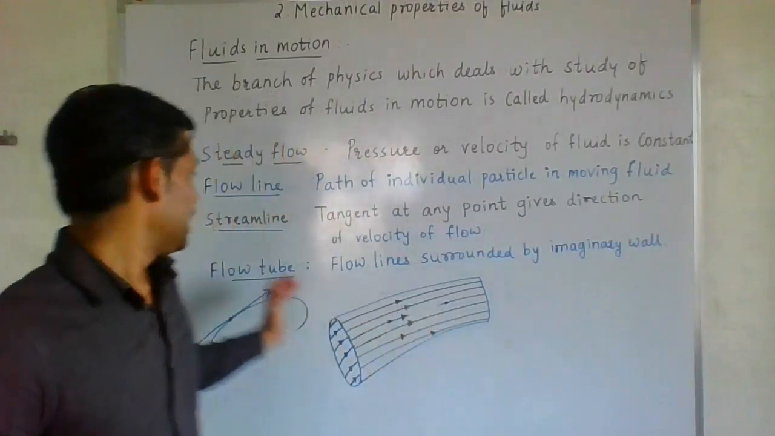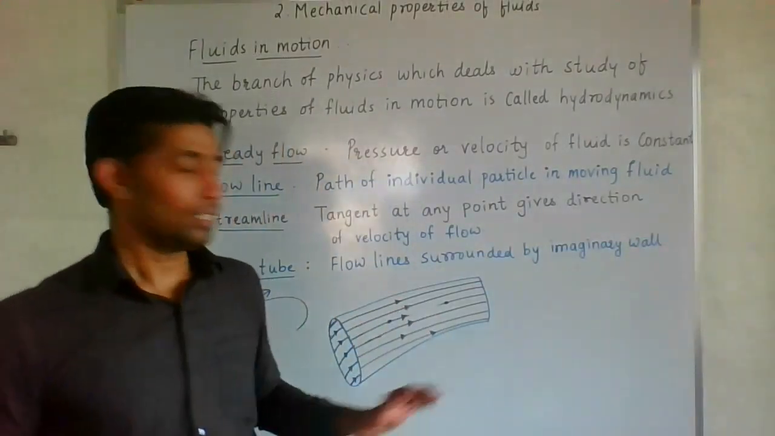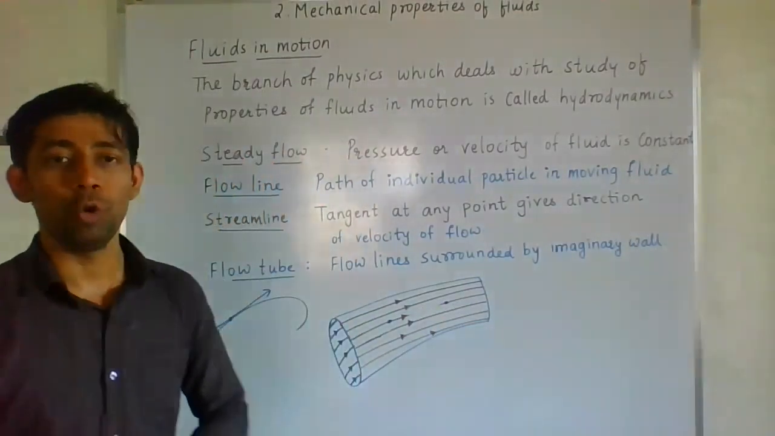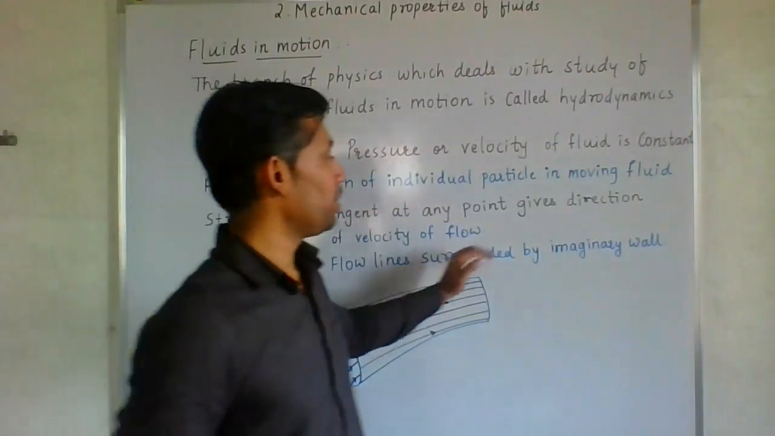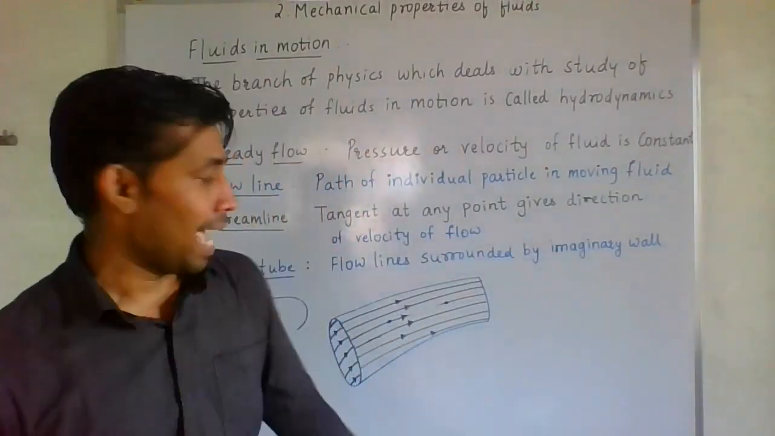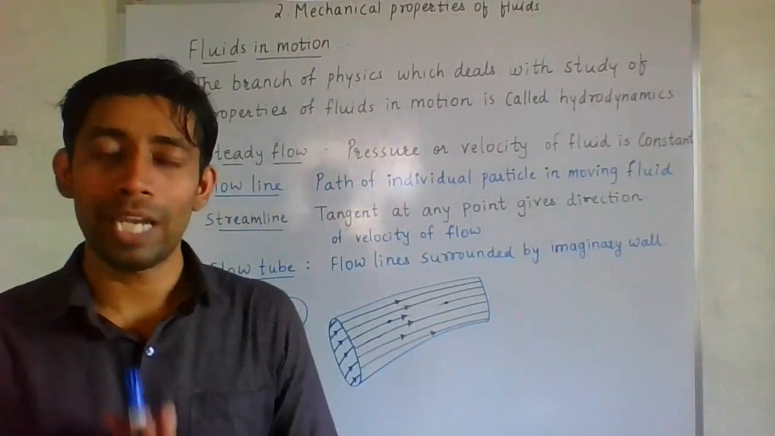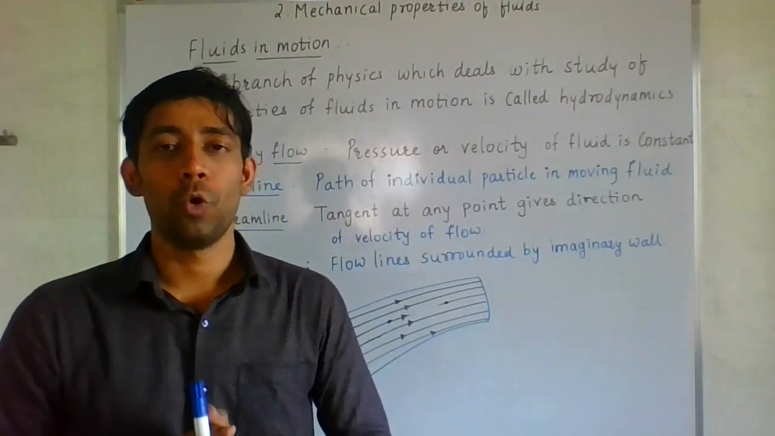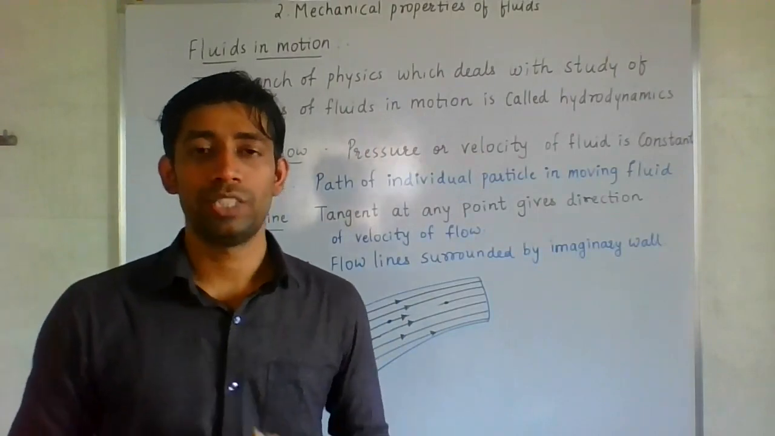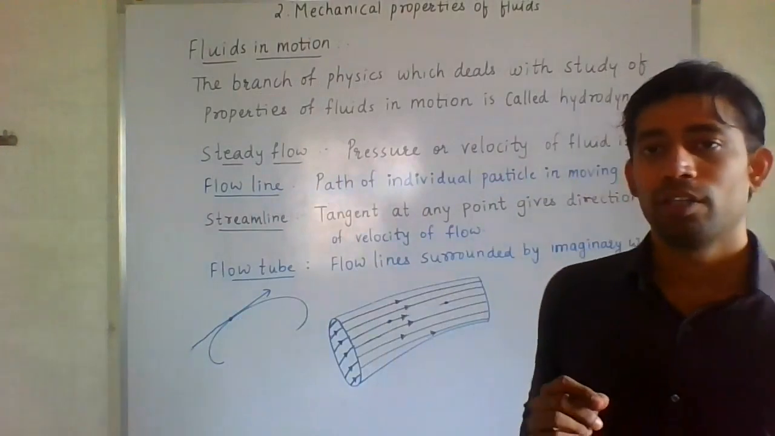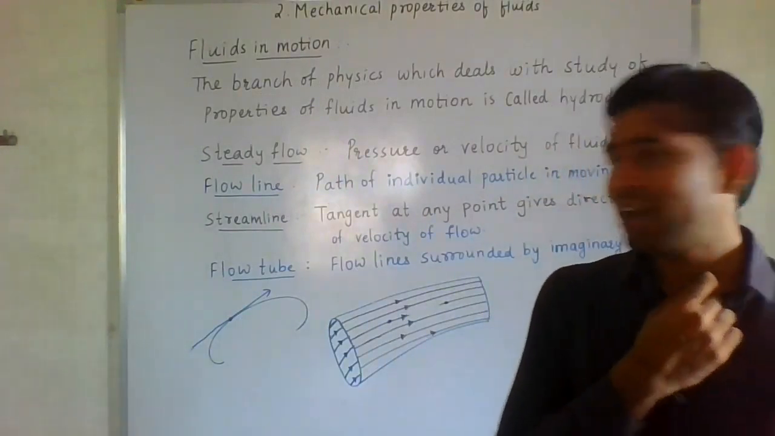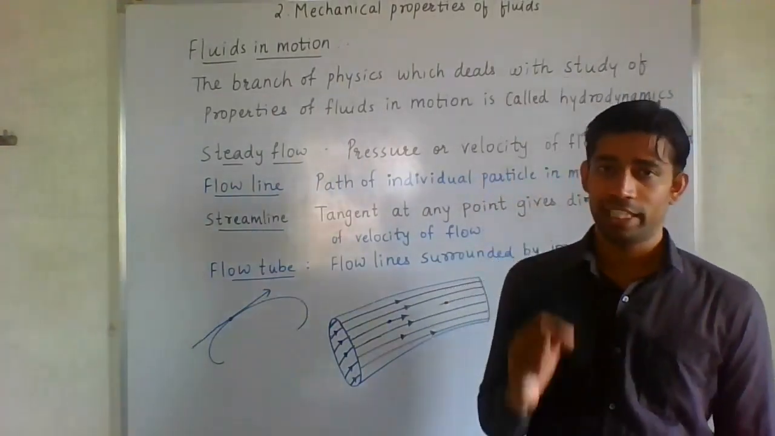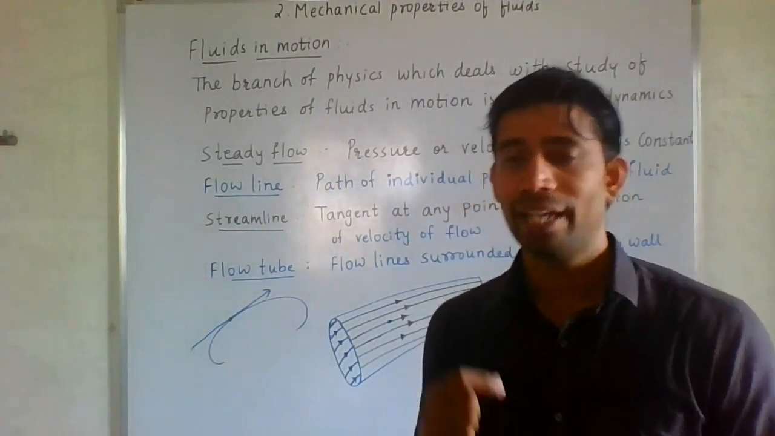Next, let's move on to the flow tube. The diagram that I have drawn is nothing but a flow tube: flow lines surrounded by an imaginary wall. As you can see, I have drawn 6 flow lines and covered them with a wall. That is a flow tube. Is it understood? So these are some basic terms of fluids in motion. I have written all these definitions in short. The actual definitions you can find in your textbook and copy and learn them.